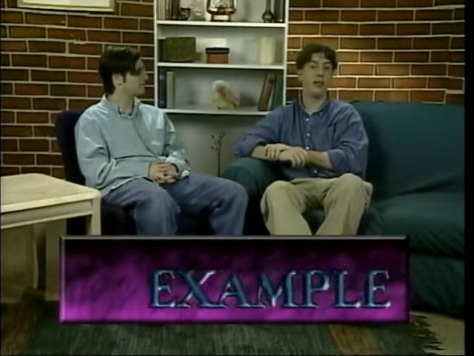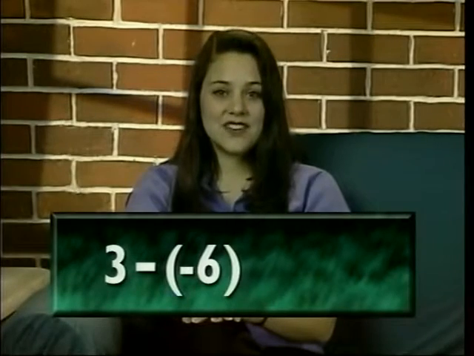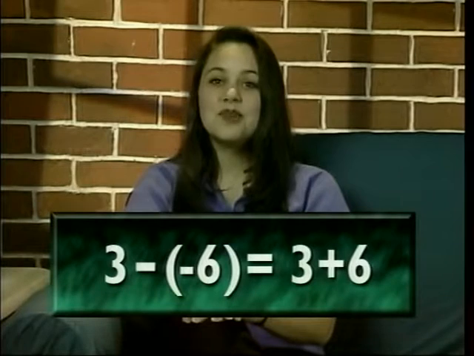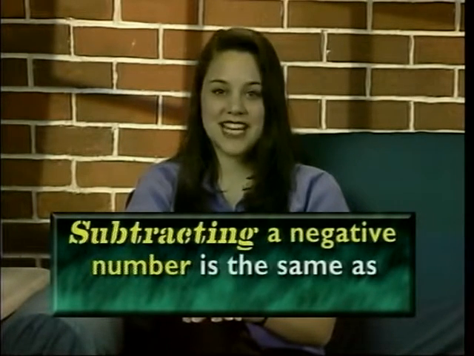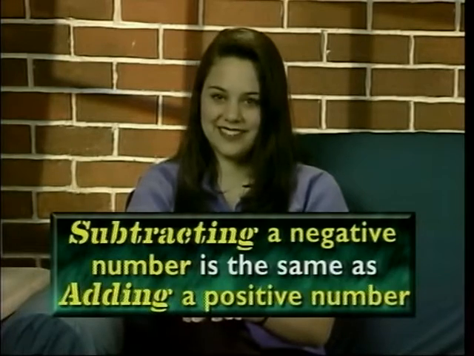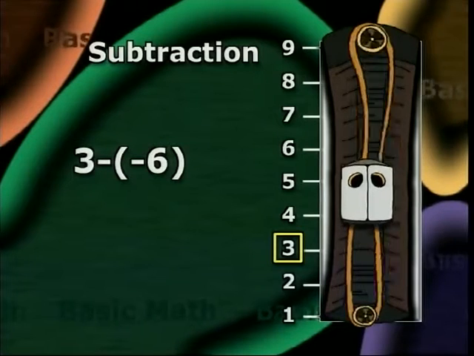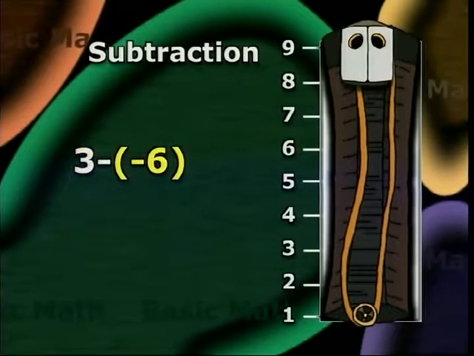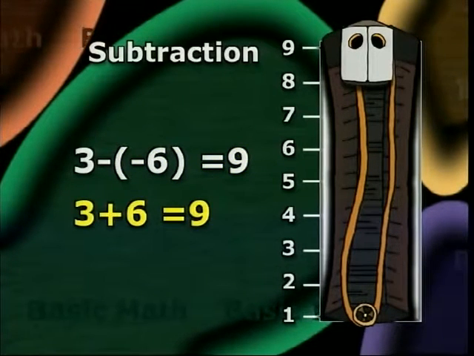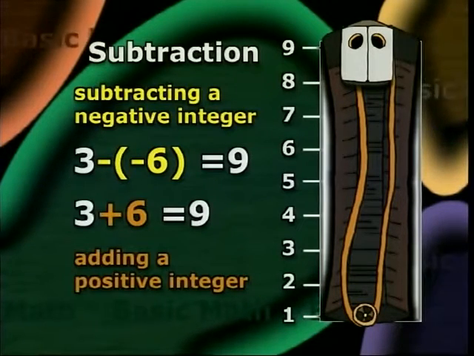Let's do a quick example of subtracting a negative integer. For 3 minus -6, you make it read 3 plus 6. That's because subtracting a negative number is the same as adding a positive number. On the number line, you start at 3 and move up 6 places. Notice that after moving up 6 places, you're at 9. So 3 minus -6 equals 9. The same answer you'd get for 3 plus 6. So remember that subtracting a negative integer is the same as adding that positive integer.